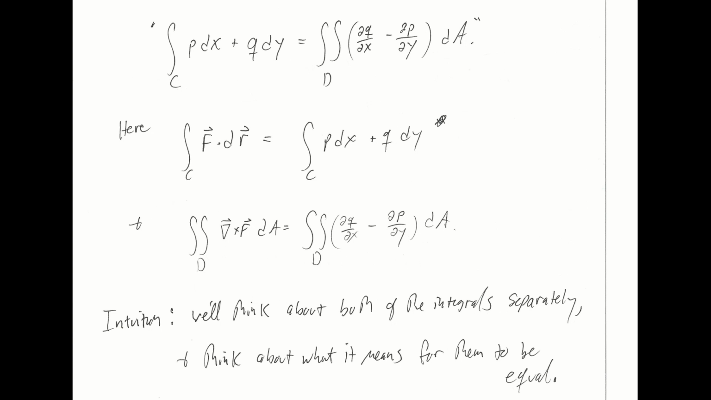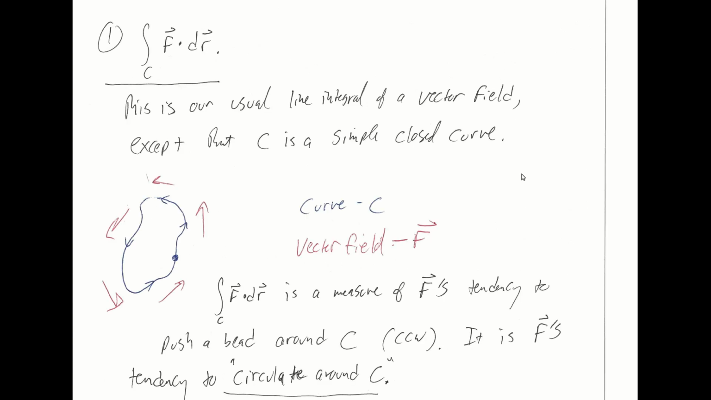So how do we interpret each of the integrals in its own right, and then how do we think about the fact that those two things are equal? What does that mean? So starting with the first integral, we're looking at F dot dr along C. This is the type of integral that we defined when we first talked about line integrals. We talked about line integrals of scalar valued functions, line integrals of vector fields. This is just a line integral of a vector field.